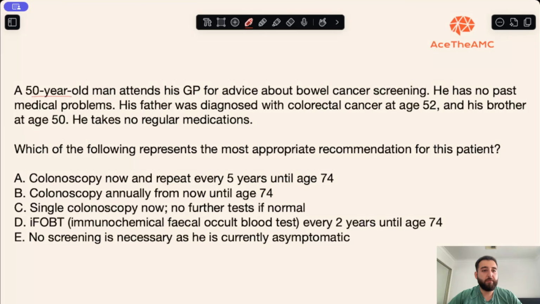We've got a 50-year-old man who attends his GP for advice about bowel cancer screening. He has no past medical problems. His father was diagnosed with colorectal cancer at age 52, and his brother was at age 50, and he takes no regular medications. The question is asking us which of the following represents the most appropriate recommendation for this patient. I'll give you guys a moment, pause, answer, and come back.